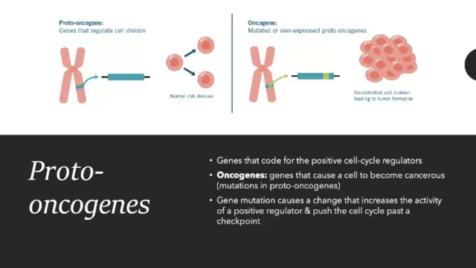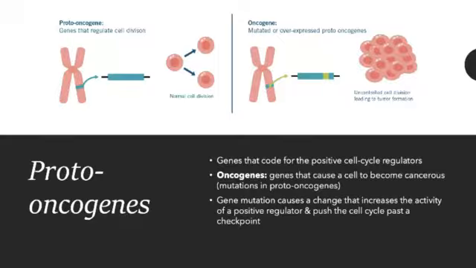Now let's move on to our proto-oncogenes. Proto-oncogenes are going to be normal genes that code for the positive regulators that we talked about of our cell cycle in the last section. So in other words, they're the ones that are making proteins that help push our cell cycle forward when it needs to divide. And this is important, of course, for growth of the cell, development, and repair.